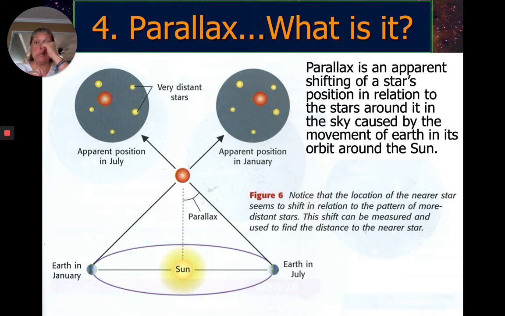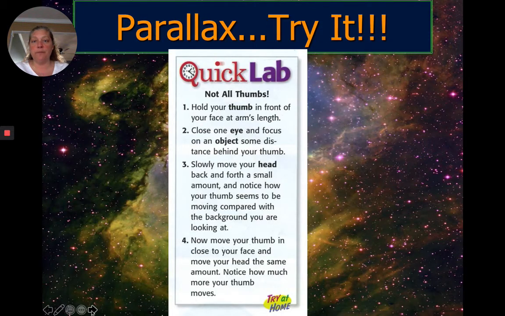Okay, and scientists measure that. And that's another way that we can tell how relatively far away stars are. Okay, so that's another phenomenon created by Earth's revolution around the sun. And that's the little quick lab that we just did.